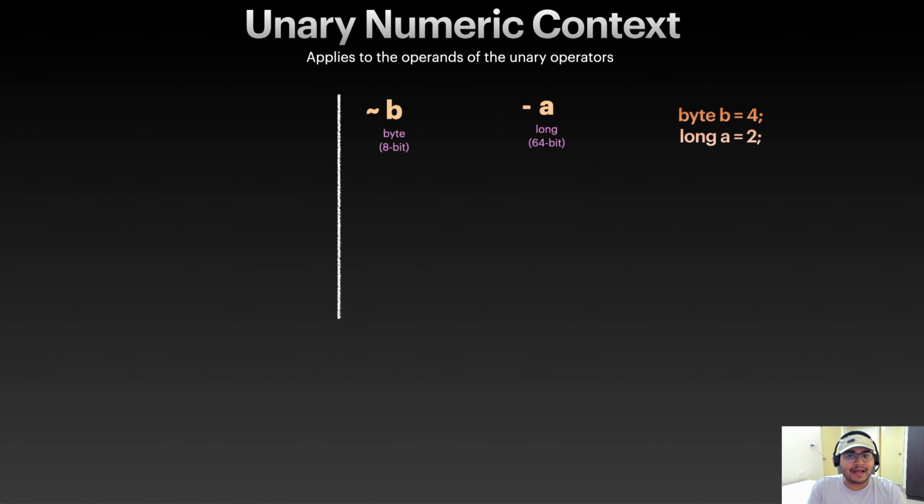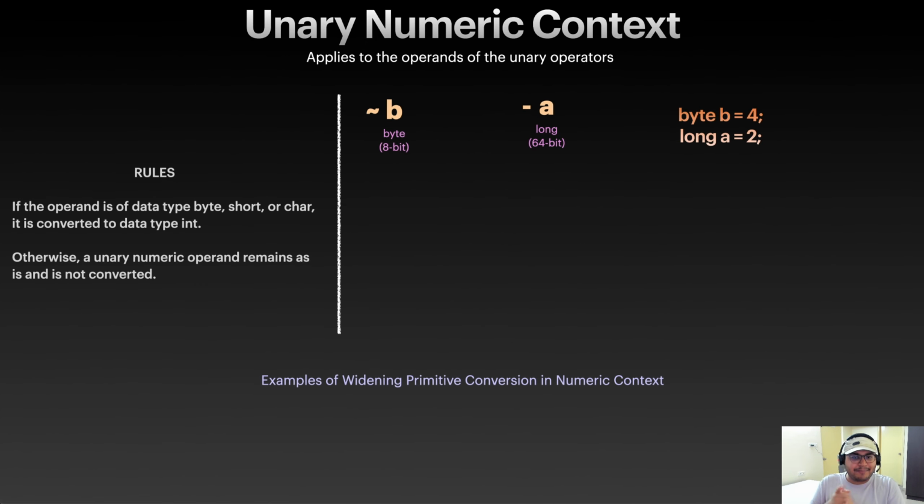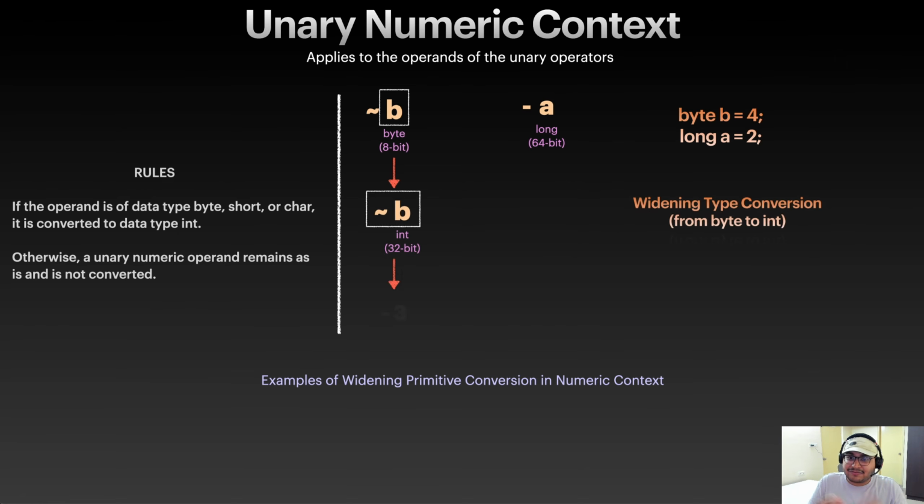Unary operator rules are simple. If the operand is of byte, short, or char, it widens to int. Otherwise, no conversion occurs. For example, with b as a byte type variable, applying negation to it widens it to the int data type according to the rules of unary numeric context. But for variable a, which is of long data type, no conversion happens.